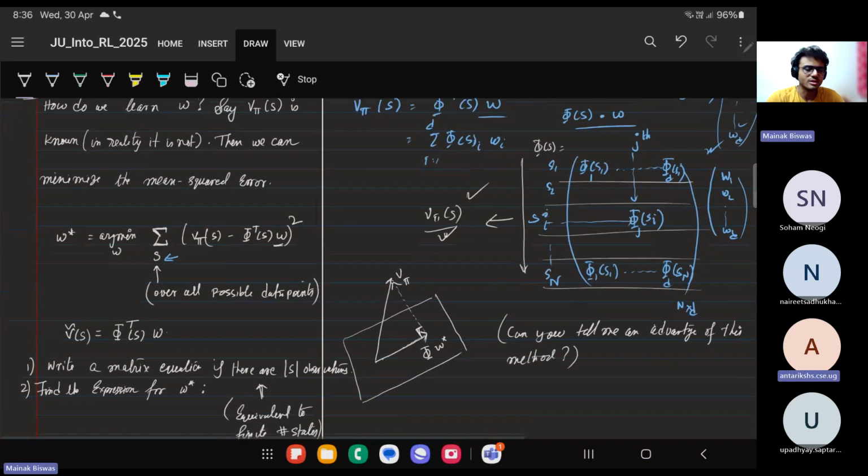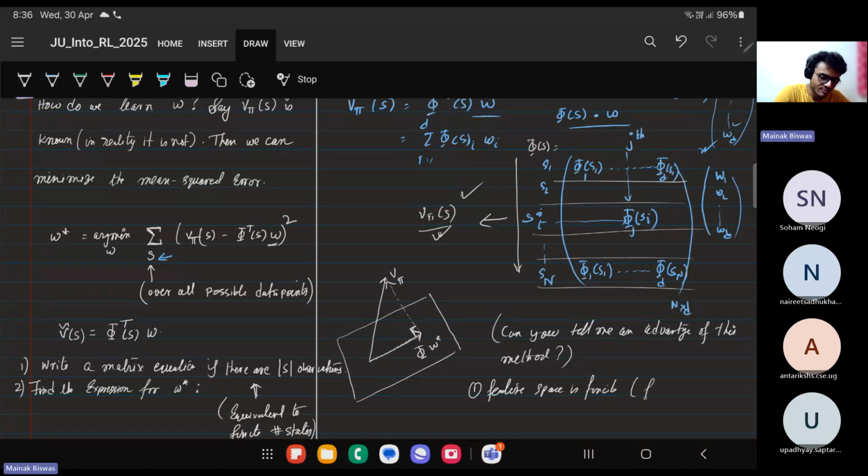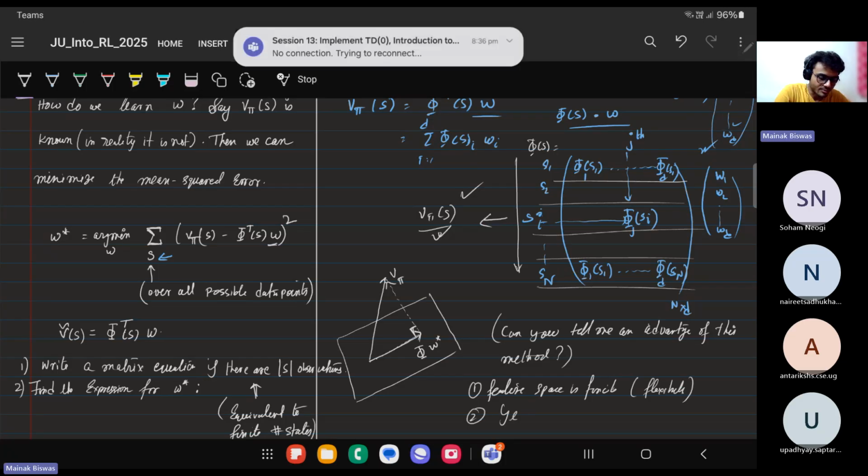Some advantage of this method. The feature space is finite, isn't it? And that gives me control. I can take the features. This is giving me control. This is flexibility. There's one more: that is generalizability.